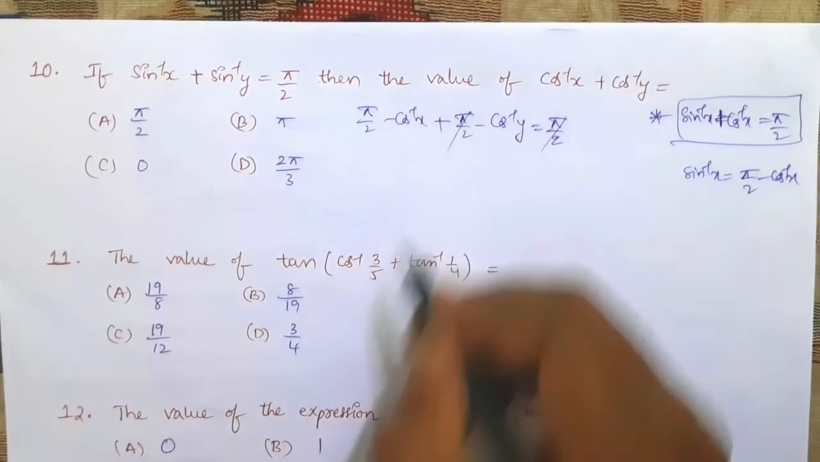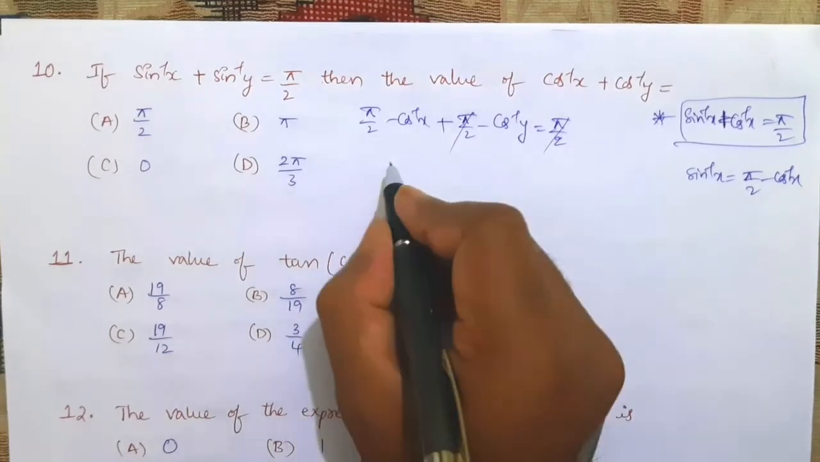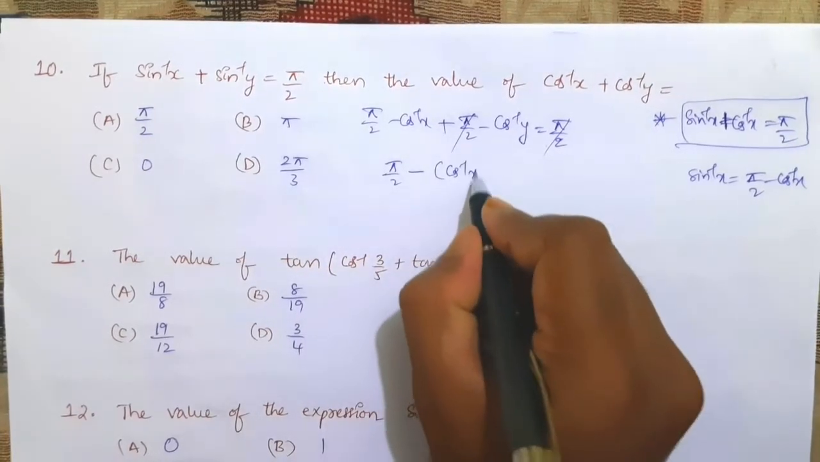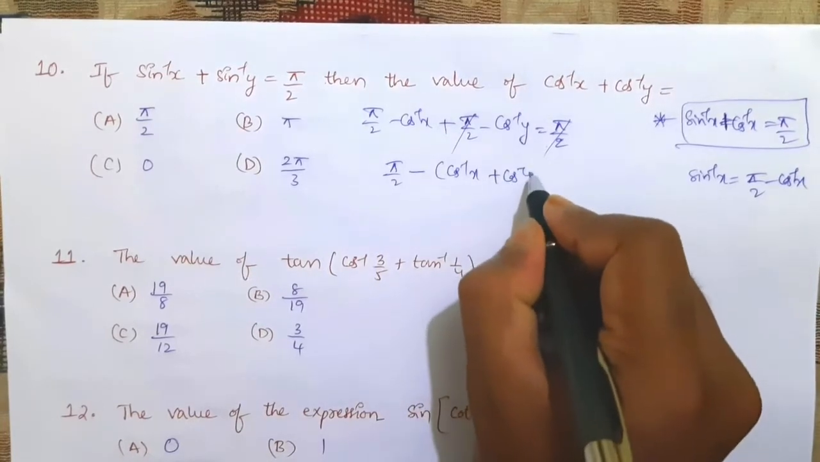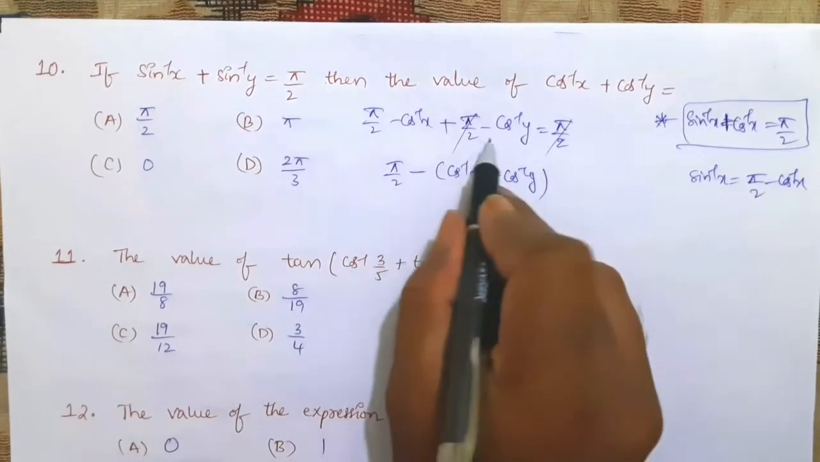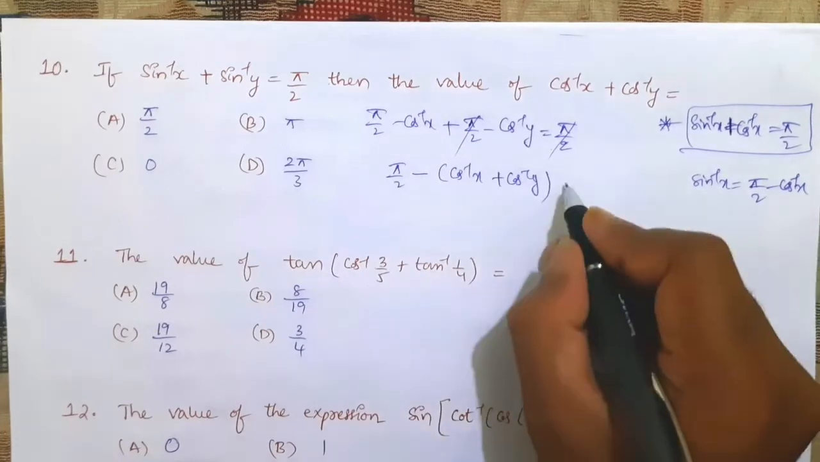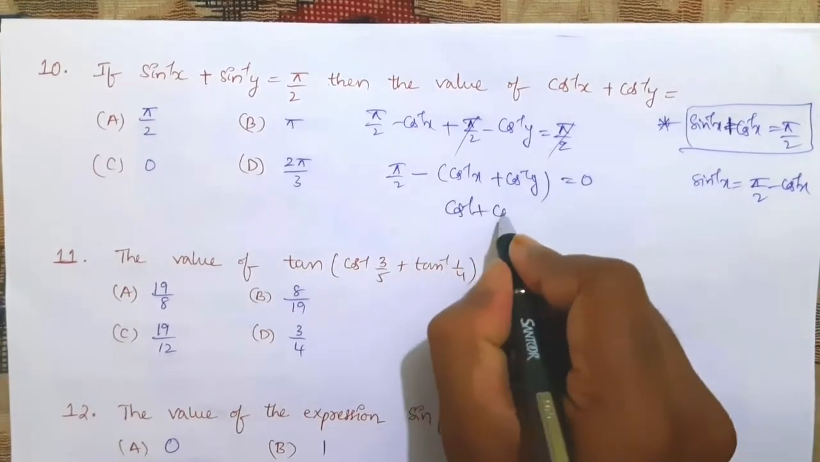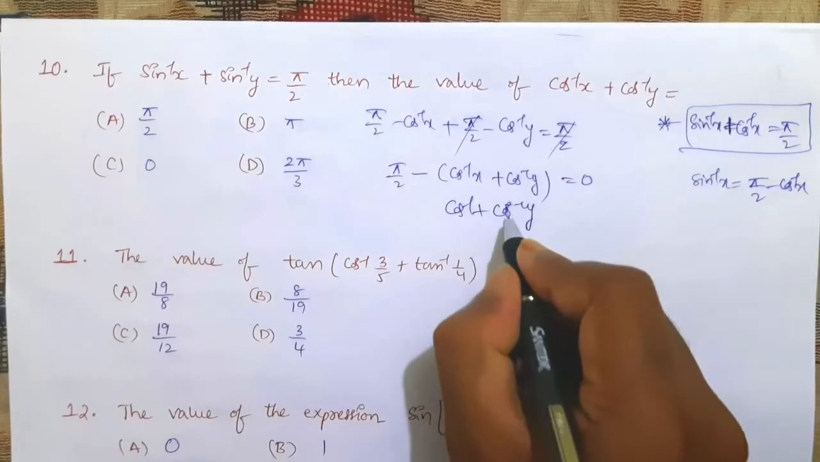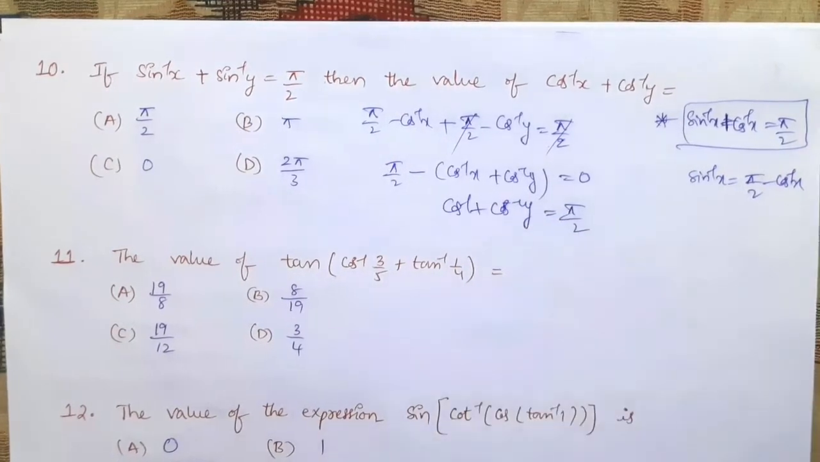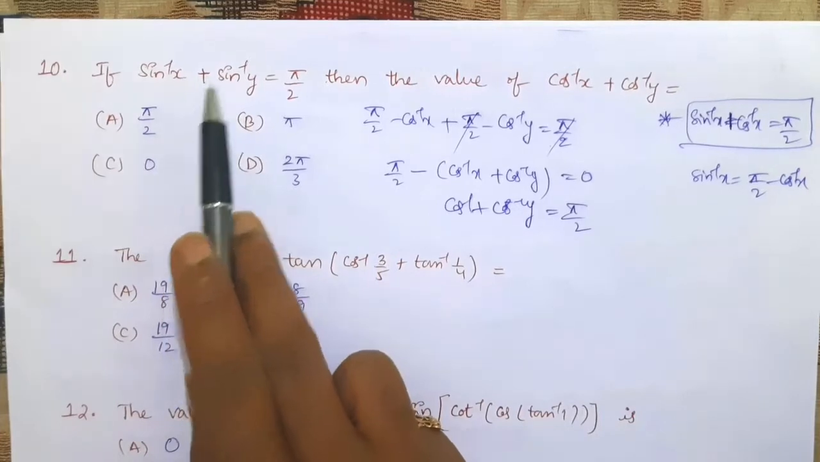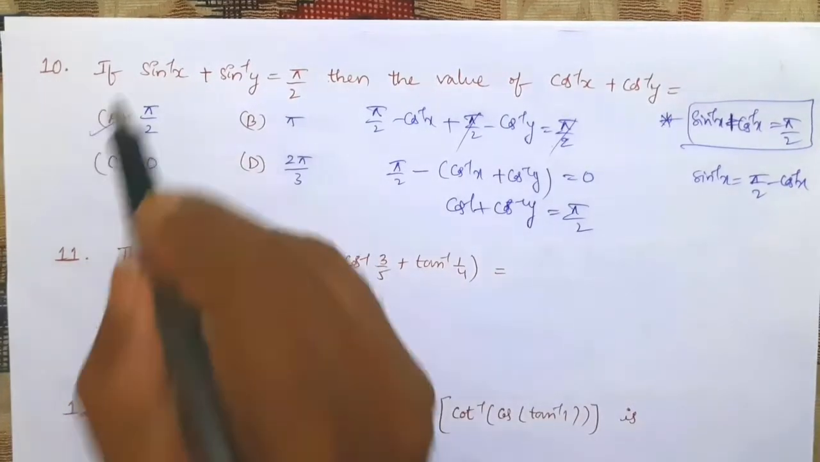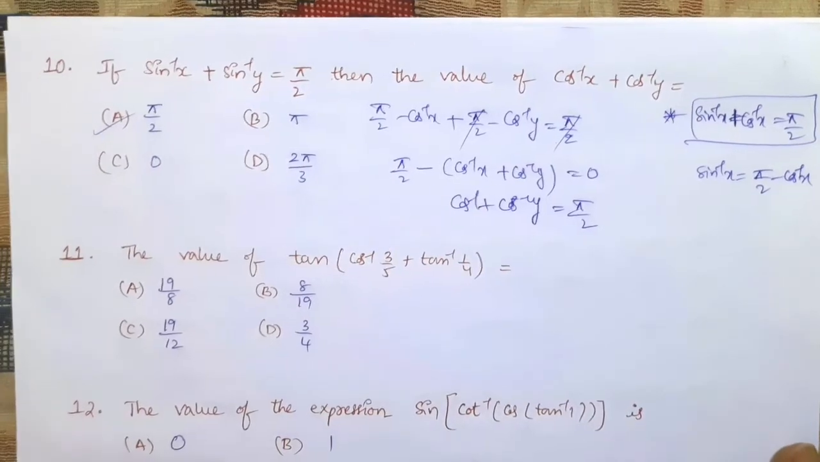So here pi by 2 and pi by 2 cancel, this will be minus of cos inverse x plus cos inverse y. Here, taking minus common from these two, it will be 0. So cos inverse x plus cos inverse y, if we send that to the other side, it will become pi by 2. That means if sin inverse x plus sin inverse y is equal to pi by 2, then cos inverse x plus cos inverse y is also equal to pi by 2.